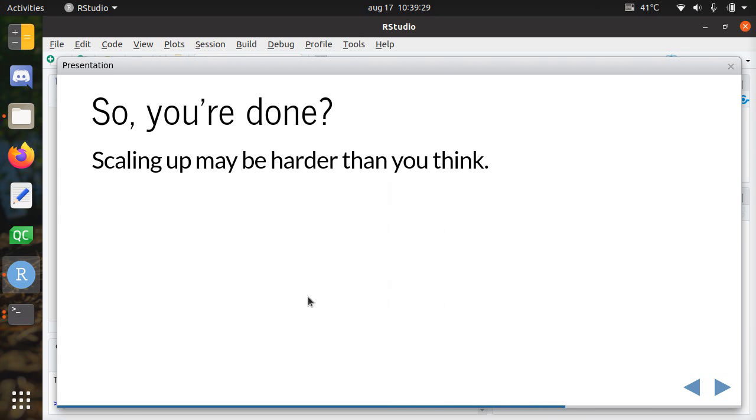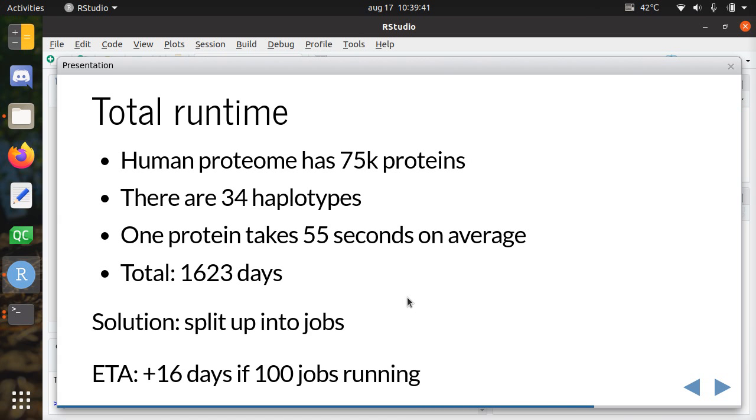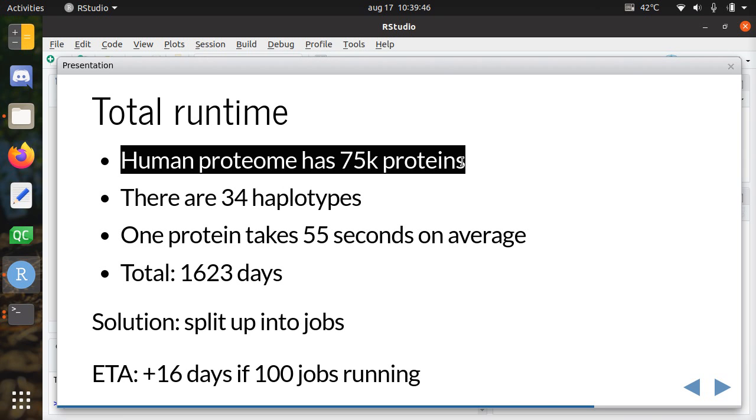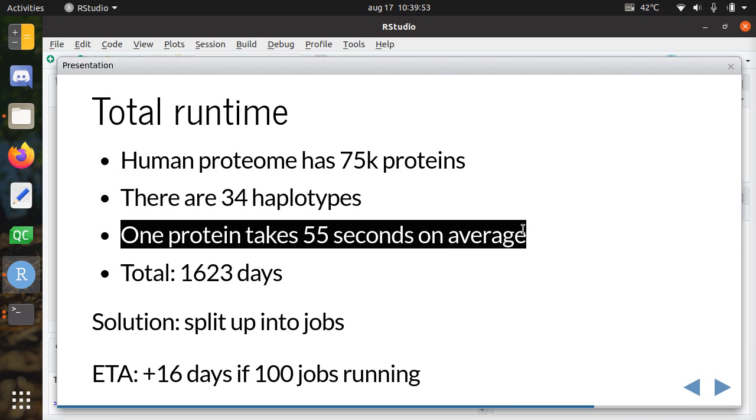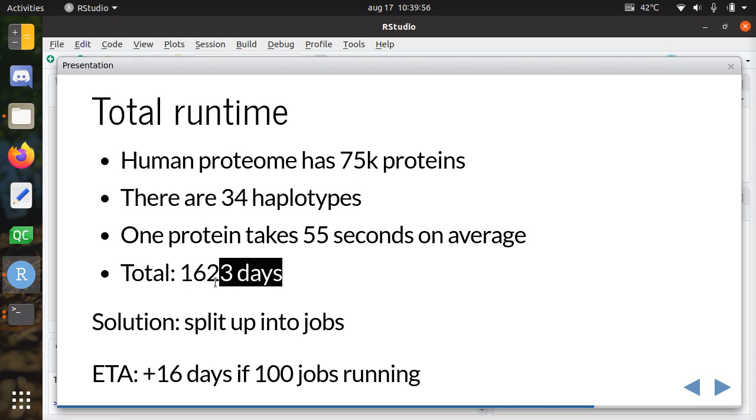I'm not going to show the old results. So you may think that I'm done, but scaling up may be harder than you think. Now I'm going to show you a bit of the problems I face. Let's do some simple calculations. The human proteome has 75,000 proteins, and we are looking for 34 haplotypes. One protein takes 55 seconds on average. That means in total, the calculation will take 1,623 days. So that's more than you may have expected.